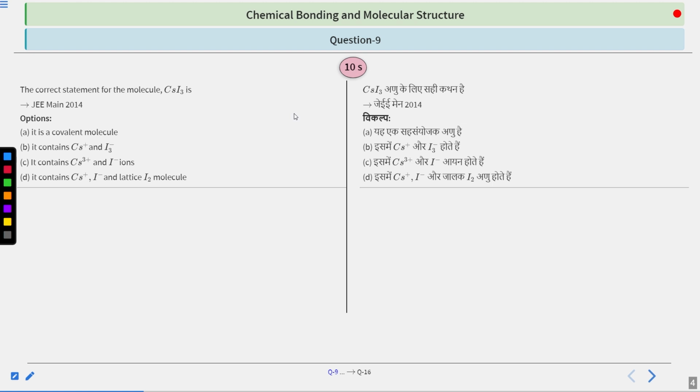Question number 9 says that the correct statement for the molecule CsI3 is: options are A, it is a covalent molecule; B, it contains Cs+ and I3-; C, it contains Cs3+ and I- ions; D, it contains Cs+, I- and lattice I2 molecule. This was asked in JEE Main May 2014. You have 10 seconds to solve this question. Your time starts now.